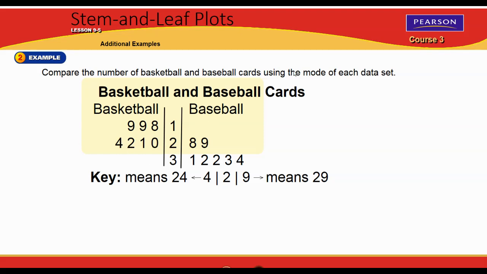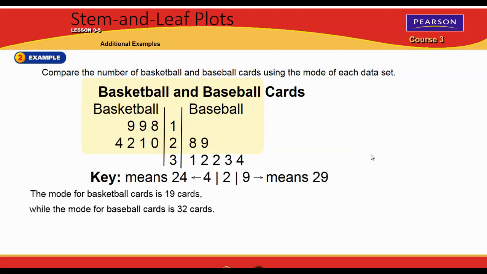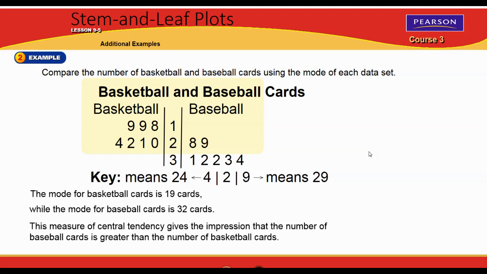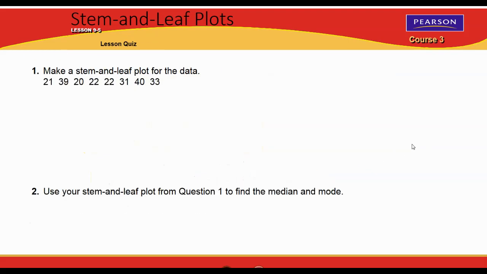You can see in the question here, it says to find the mode. Mode is great because it's really easy to find, and you're just looking for whatever repeats. I can see I got 2 9s here, which means I have 2 19s. So the mode of basketball cards is 19, where in baseball, I got 2 2s here. So the baseball mode is 32. Basketball was 19, baseball was 32. Comparing those two, you can see more people have more baseball cards than basketball cards.